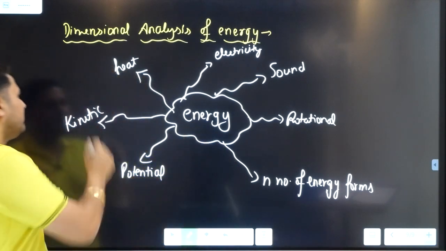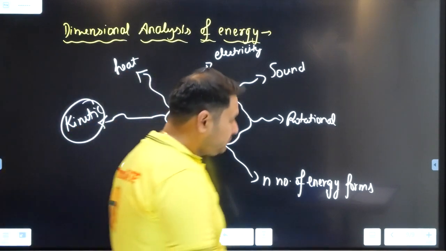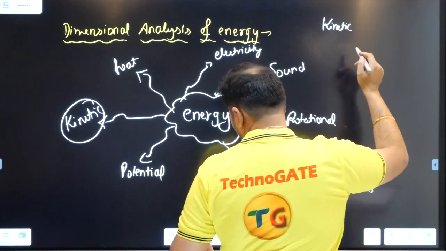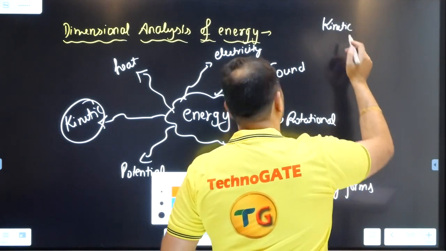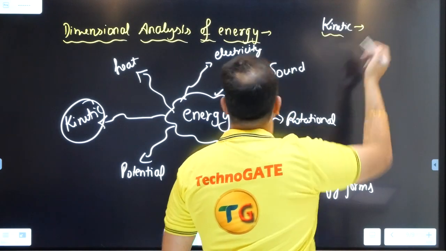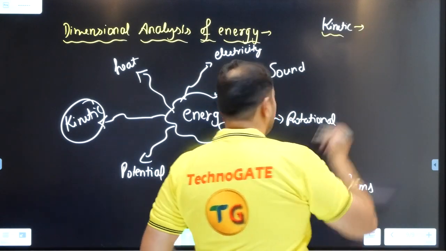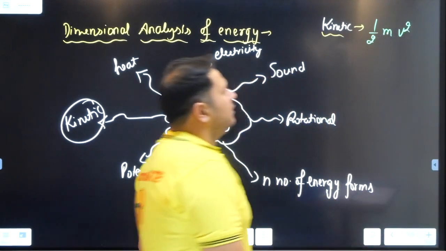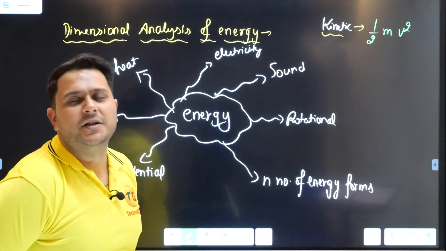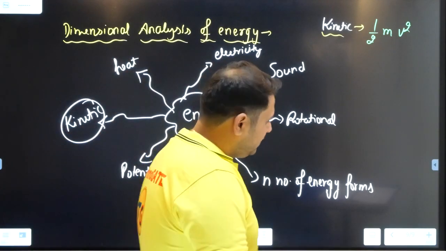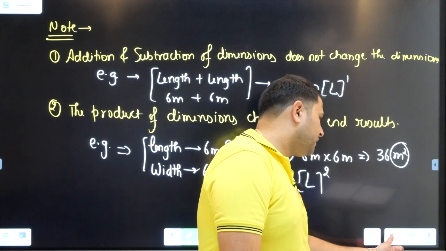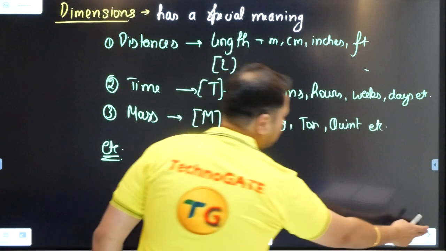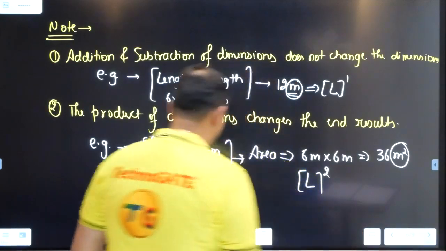Let us consider the example of kinetic energy. When I say kinetic energy, what does it mean? We know the basic formula of kinetic energy, it is half mv square. Now let us go back to the note page first. This is your note page.